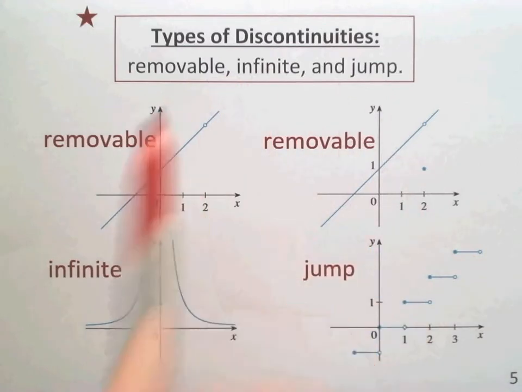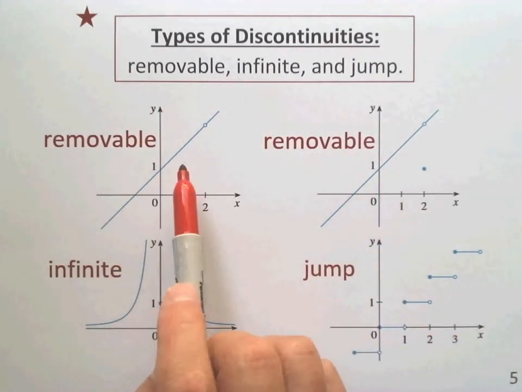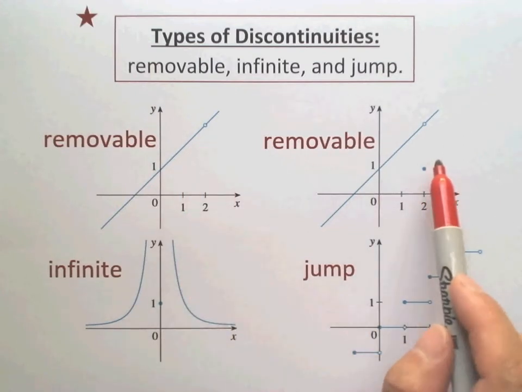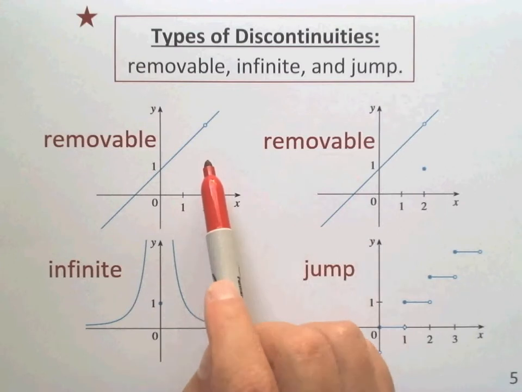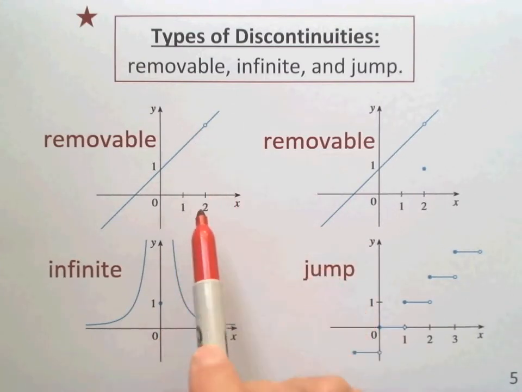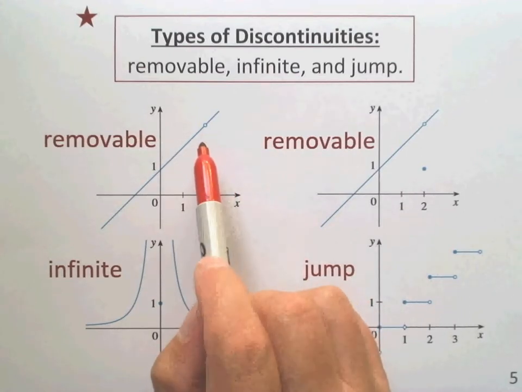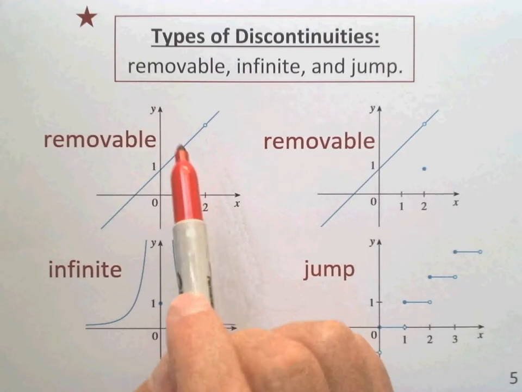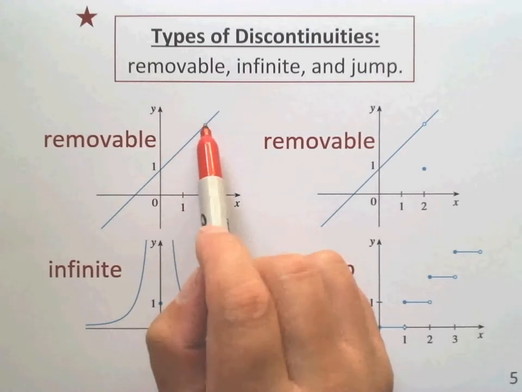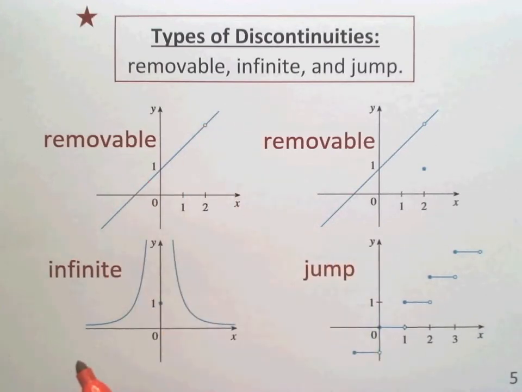So the first 2 examples, what is removable? Here is removable. Here is also removable. Can you see what it means? It means if we change the definition at one point, at the point x equals 2, of course, here in the first example we never defined it. So we define the value of the function at x equals 2 to be just here. We fill this hole, and the function becomes continuous. This we call removable.